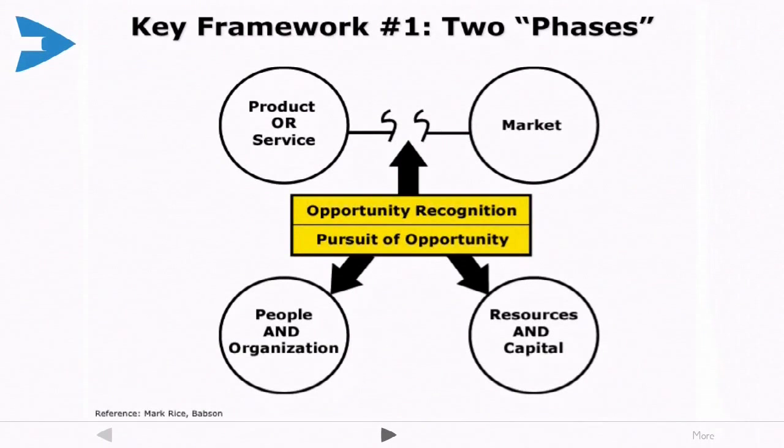So our first framework comes from the division in the class between opportunity recognition and the pursuit of new opportunities. And so we can think about entrepreneurship as essentially these 2 steps. In the first step, you see some disconnect. You see some missing link between a need in the market and some new product or service that could be provided to fill that need.